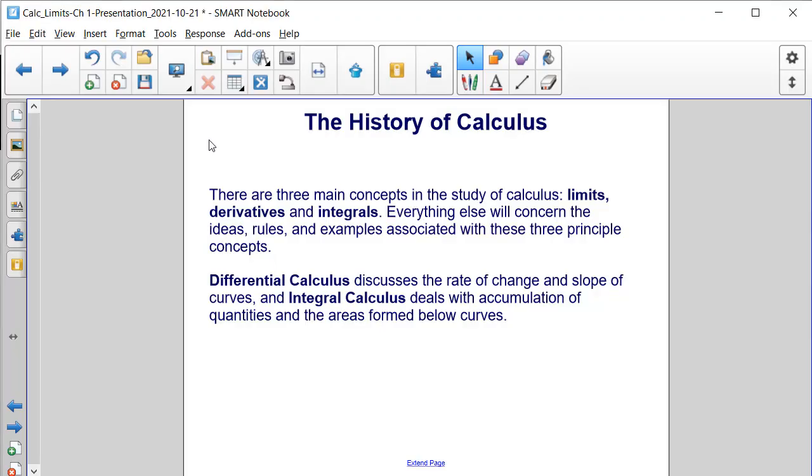There are three main concepts in the study of calculus: limits, derivatives, and integrals. Everything else will concern the ideas, rules, and examples associated with these three principal concepts. For example, after you're done learning about derivatives, you're going to be applying those concepts to solve real-world problems or analyze functions. Those are just some examples. Differential calculus discusses the rate of change and slope of curves, and integral calculus deals with the accumulation of quantities and the areas formed below curves.